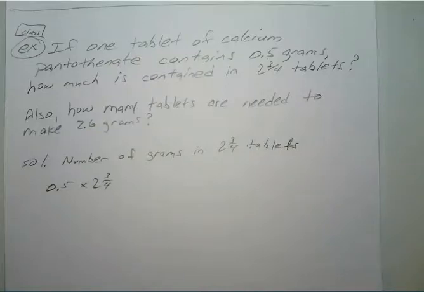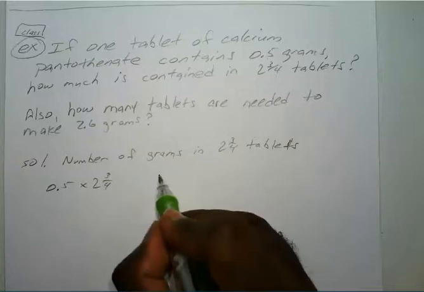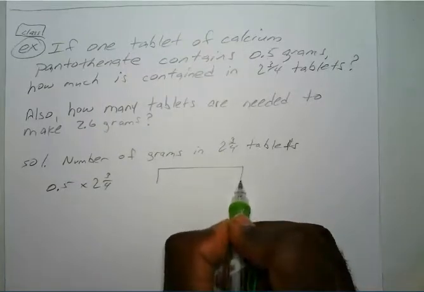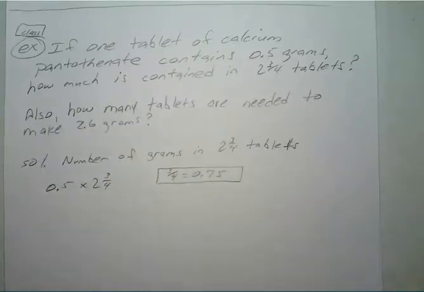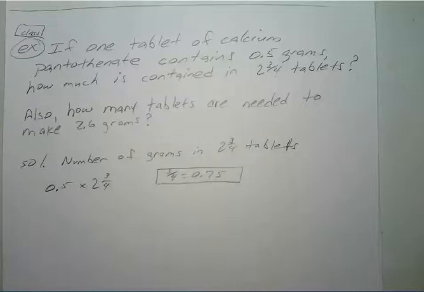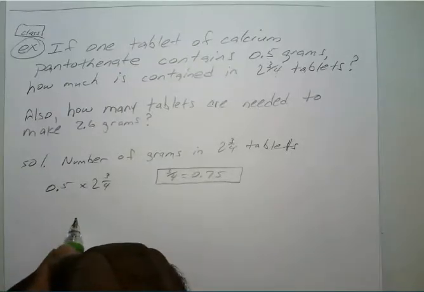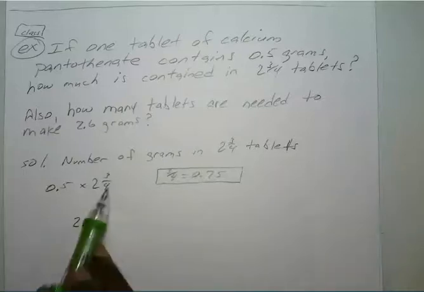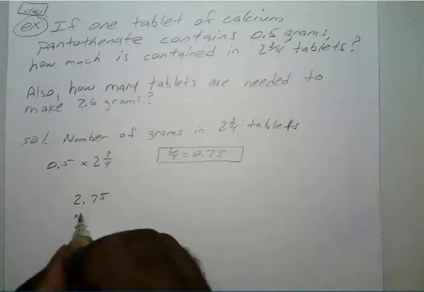Now we know if we divide 3 by 4, we get 0.75. And if you want to double check that, just use the steps in the converting from fractions to decimals video, and you'll see the process to do that. So we have 2.75, because we're replacing 3/4 with 0.75, times 0.5.